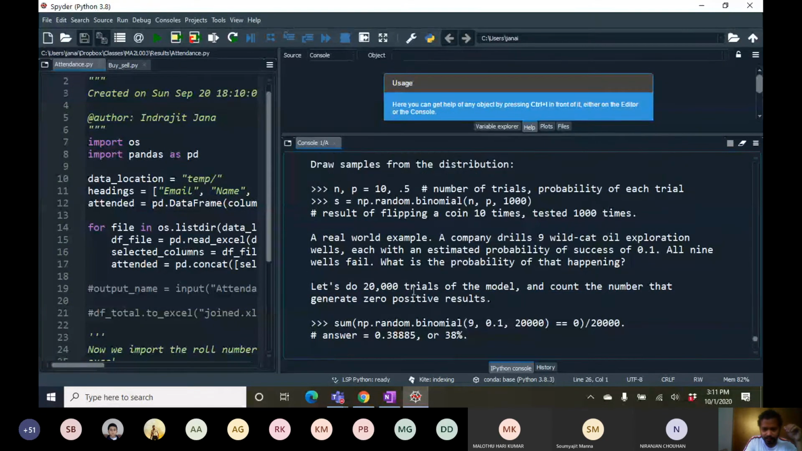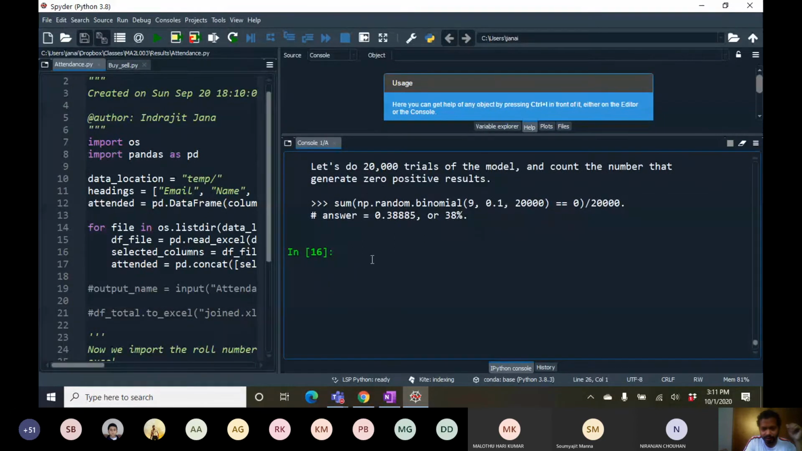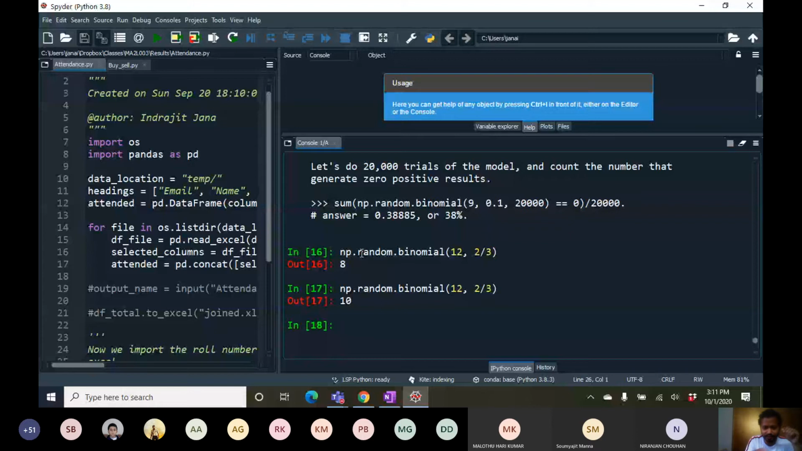So for example, if I write np.random.binomial, it will give you a random sample from a binomial distribution. Suppose I want to draw a random sample from a binomial distribution with parameters 12 and 2/3. It gives 8. So this is some random number. If I run the function once again, it gives you a different number, 10. So it will give you a random number from 0 to 12 according to the binomial distribution.